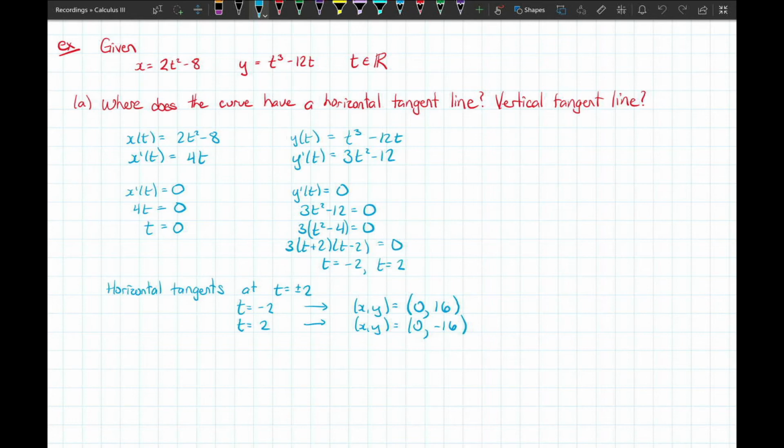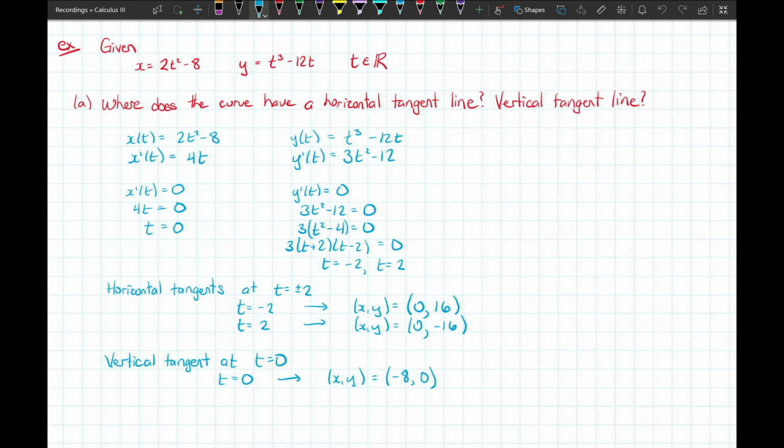A vertical tangent line is going to occur when we essentially have no horizontal velocity, but we do have some vertical velocity. Or in other words, it is going to happen when x prime of t equals 0 and y prime of t is non-zero. You can see that that happens when t equals 0. Luckily, y prime of 0 is equal to minus 12. So this is definitely a vertical tangent line. And by plugging t equals 0 back into our parameterization, this gives us the coordinate negative 8, 0.